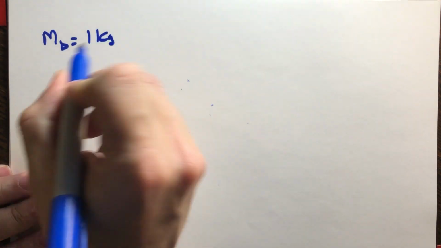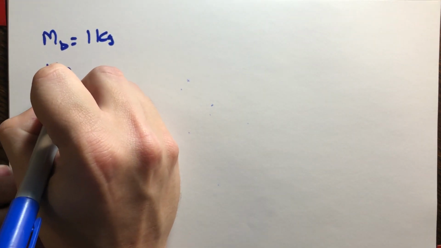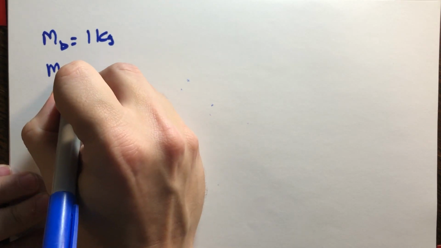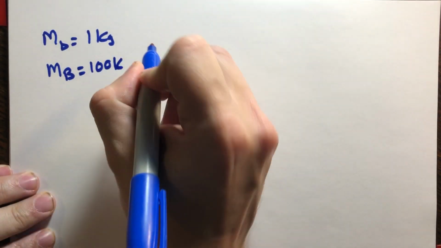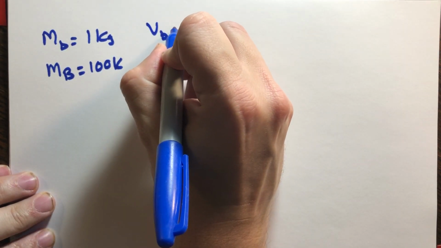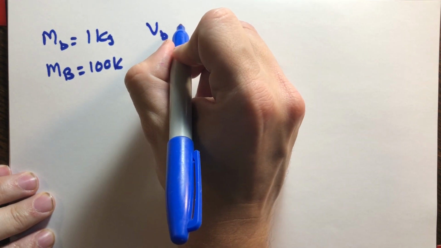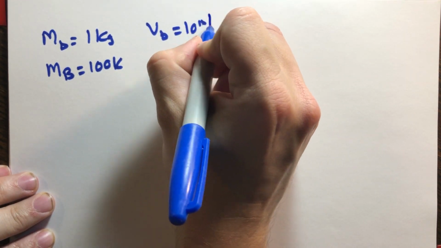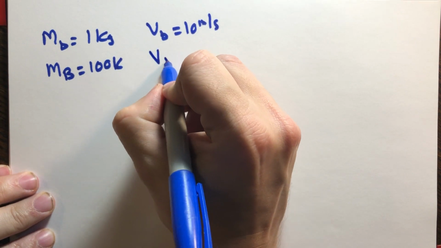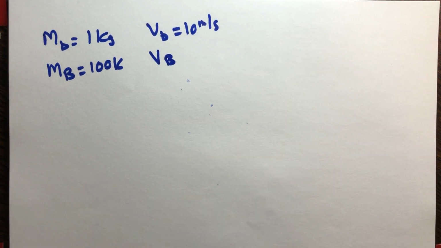Okay. So if we come back here, we're going to write down what we know. We know the mass of the book is 1 kilogram. We know the mass of me in the boat, which I'll call big B, is 100 kilograms. We know the velocity of the book, sorry, is 10 meters per second. And we need to know the velocity of us in the boat at the end.